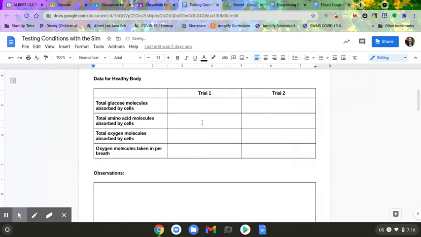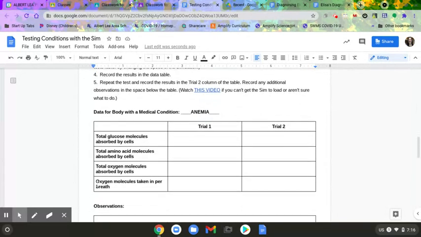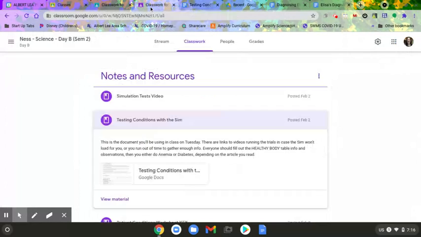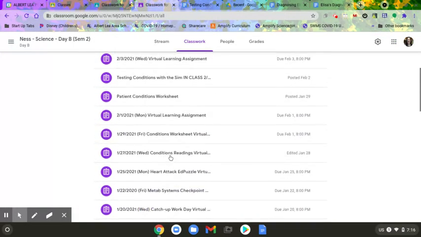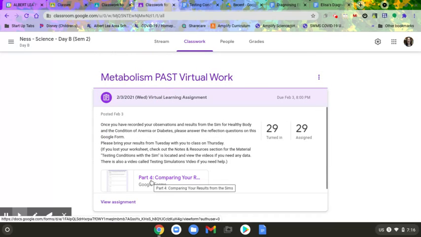Okay, it's being a little slow. I'm sorry. Anyway, you're going to compare the numbers of the healthy body to the numbers of either anemia or diabetes, whichever condition you are examining. Please remember that the oxygen molecules taken in per breath doesn't matter. It's going to be the same at 25 across the board. So we're really concerned about what's happening with oxygen and what's taking place with glucose. You're supposed to fill out a Google Form, which was yesterday's virtual learning assignment. If you haven't done that yet, you need to go and do that, please, and thank you.